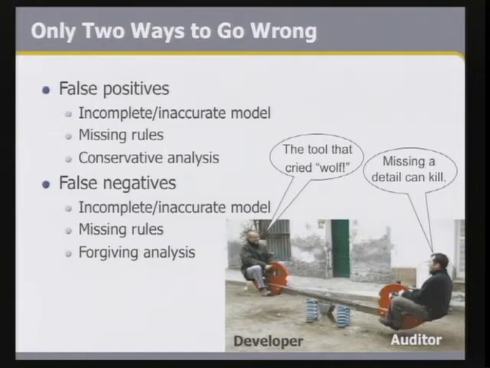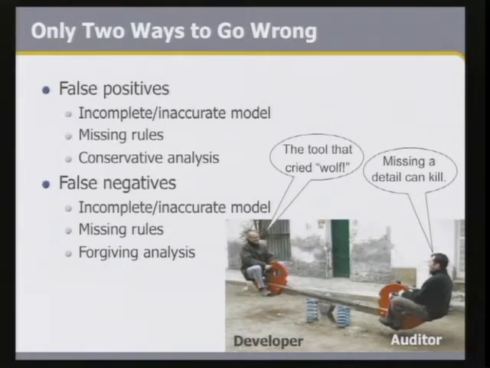And finally, there's this idea of conservative versus forgiving analysis. So if I find a bug, but I can't prove that it's a bug, I think it could be. Maybe there's a runtime value involved that if it were true, then it would be a vulnerability. If it's false, it's not. Do I report that or do I not?